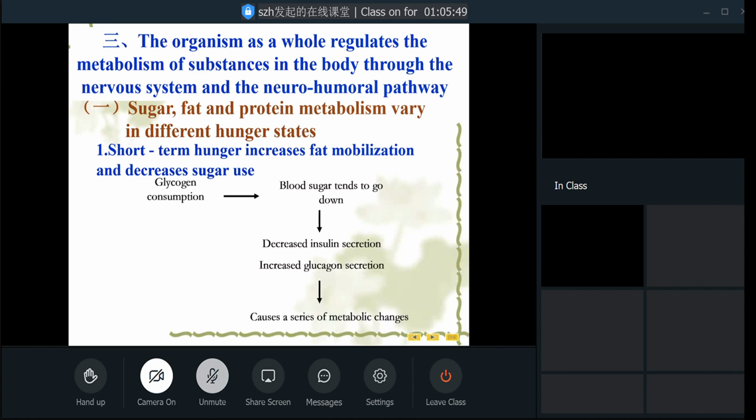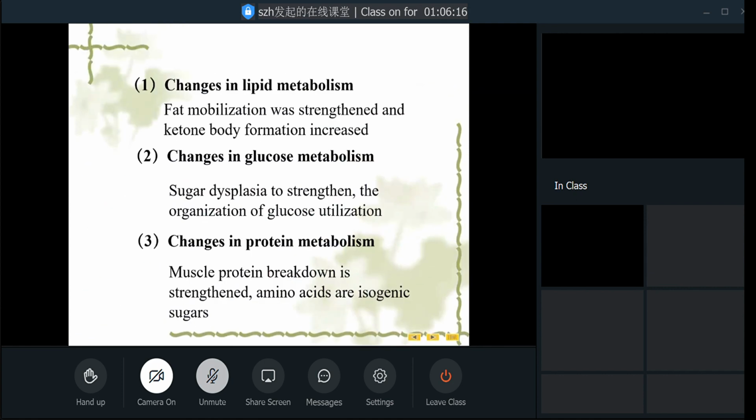hunger states. For example, short-term hunger increases fat mobilization and decreases sugar usage and glycogen consumption. At that time, blood sugar tends to go down, insulin secretion decreases, and glucagon secretion increases. And at that time it causes a state of metabolic change. First, the lipid metabolism change: fat mobilization strengthens, and ketone body production increases.